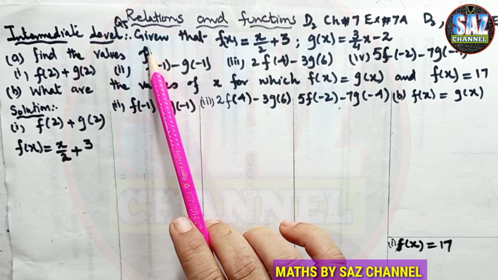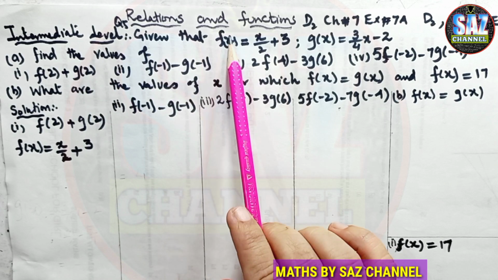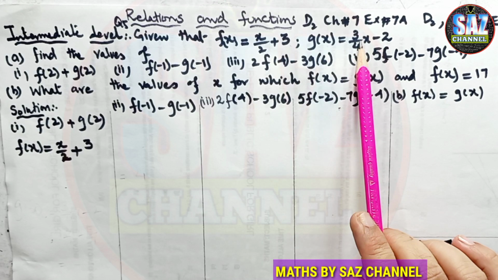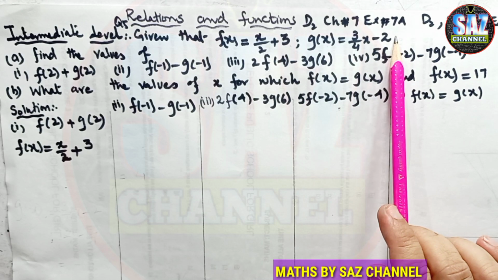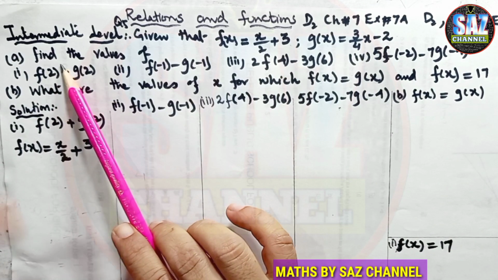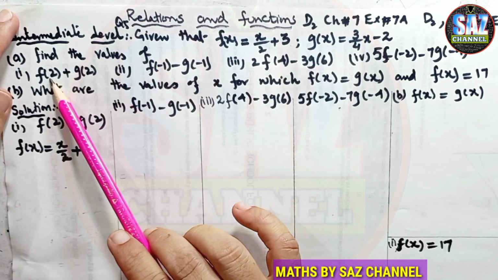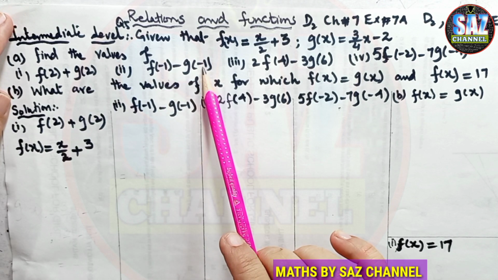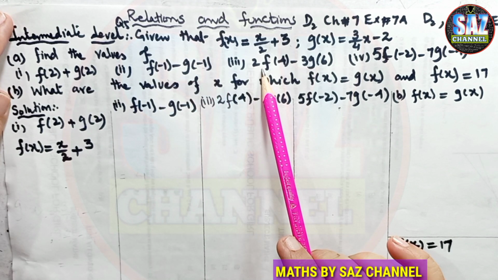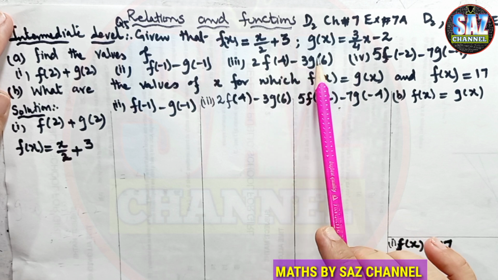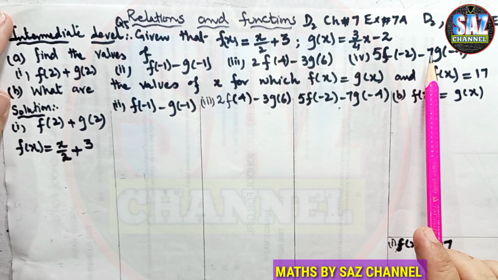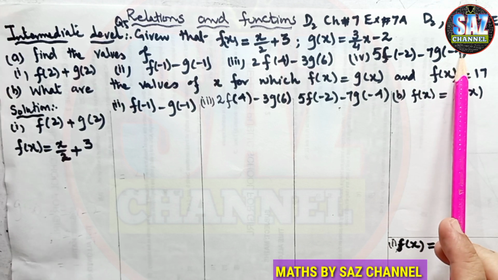Let's read the question. Question says, given that the function f of x equals x by 2 plus 3 and g of x equals 3 by 4x minus 2, the first part of the question is to find the values of f of 2 plus g of 2. The second is f of minus 1 minus g of minus 1. Third part is 2f of 4 minus 3g of 6. And the next part is 5f of minus 2 minus 7 times g of minus 4.